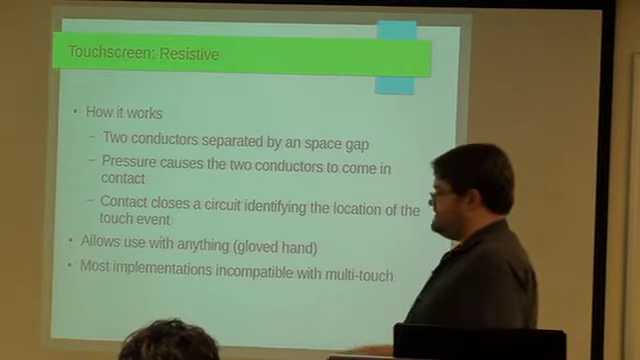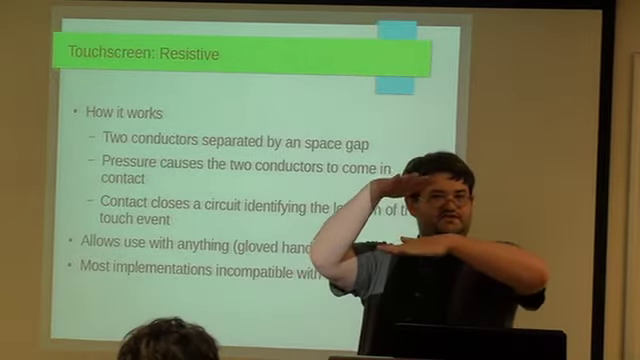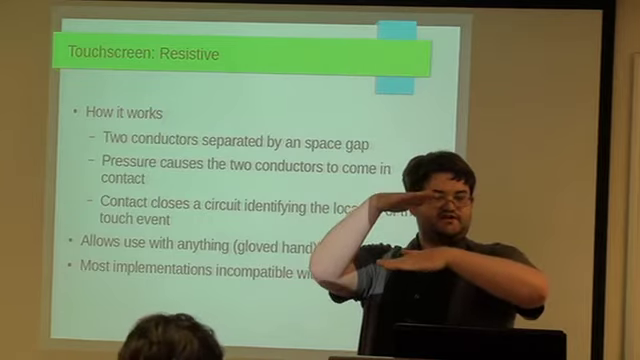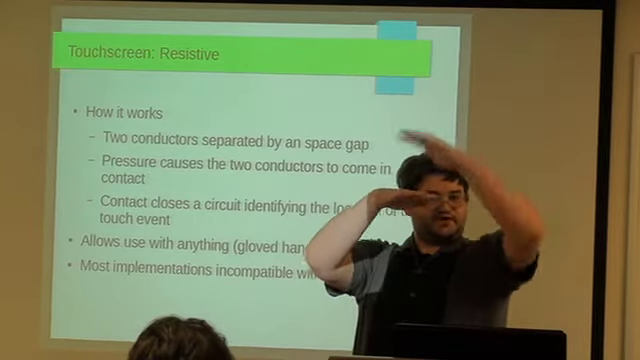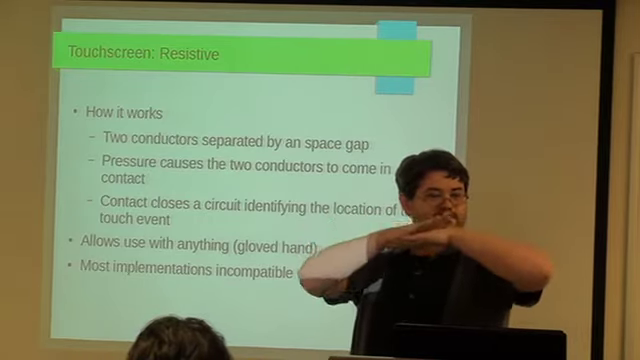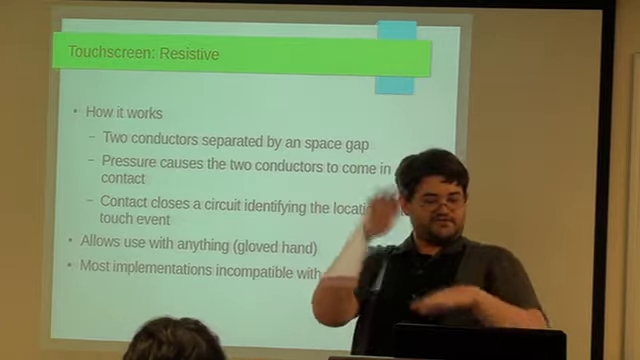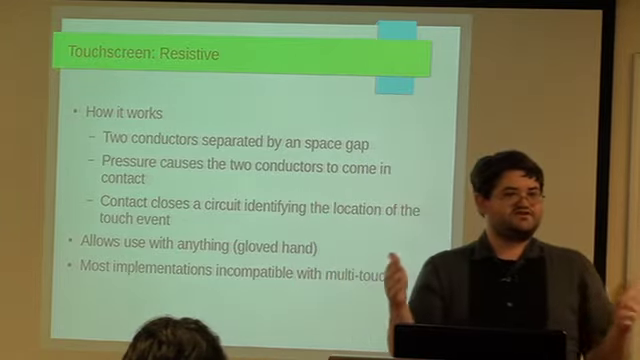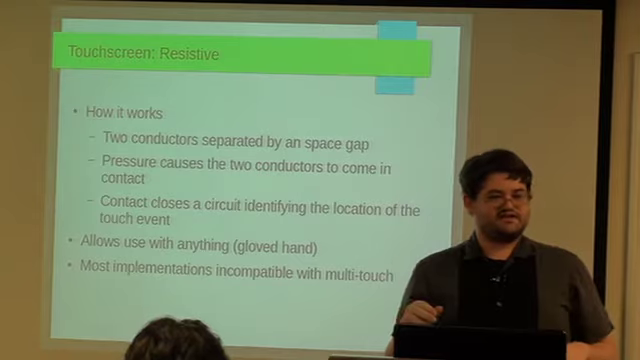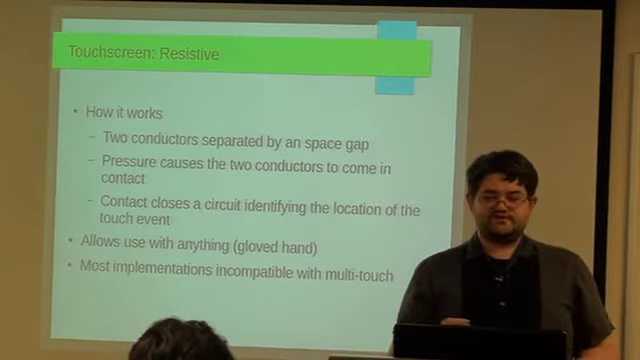Resistive, basically what you do is you have two layers of some sort of a transparent material that's conductive, and whenever you touch it, you push the top layer into the bottom layer, and that's how it figures out where the touch is. It sees where that contact happens, and it's able to measure that.